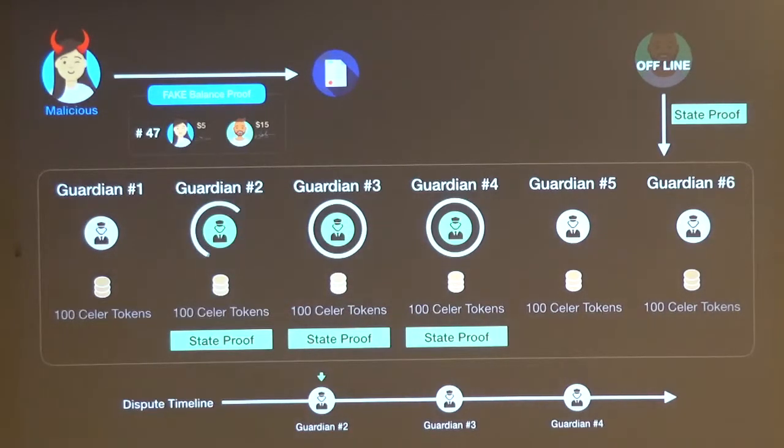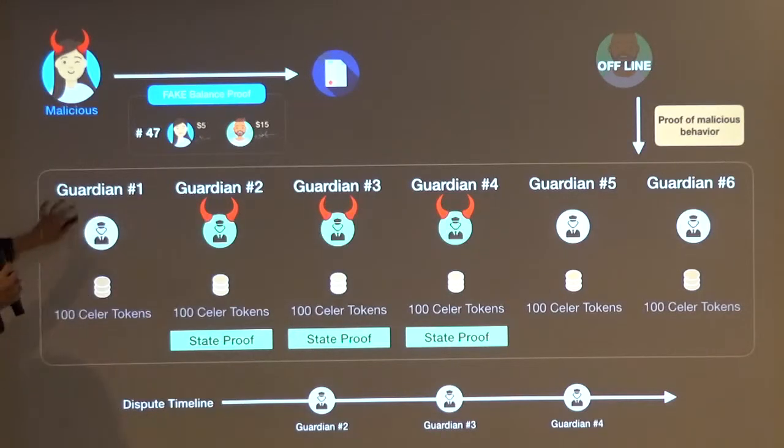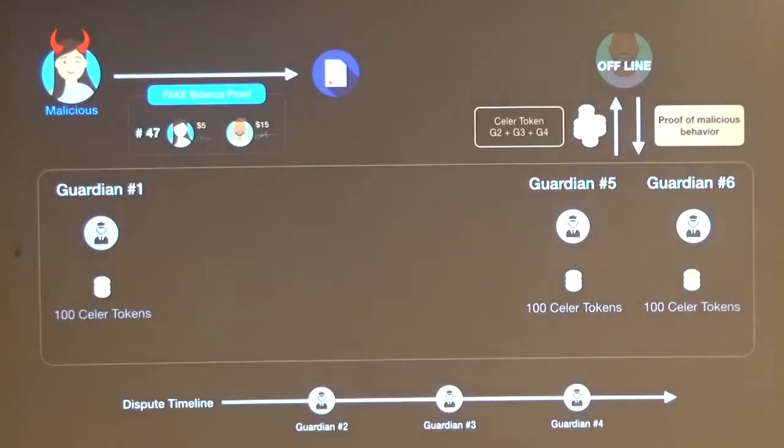Now, a very, very valid question to ask is, okay, what happens if number two, number three, and number four are all malicious? What's going to happen then? Well, that becomes kind of the last resort. When the user later comes back online, because of the plasma semantic of this state guardian network, there is the capability to attribute history pretty accurately. So Bob can submit a proof of malicious behavior to the state guardian network and let the entire tokens staked on behalf of him be compensated to himself. So all these state guardians will be kicked out of the network.